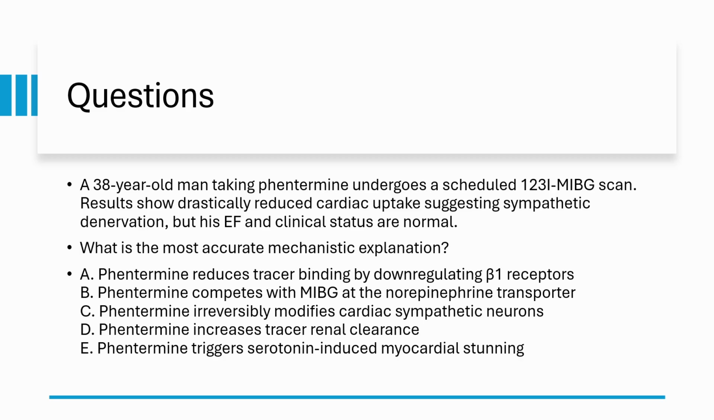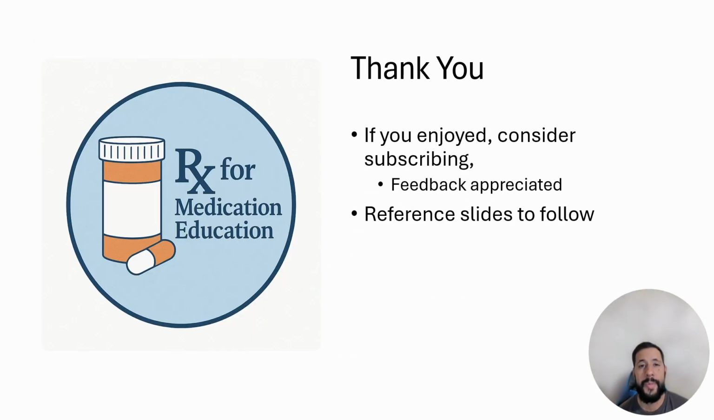A 38-year-old man taking phentermine undergoes a scheduled 123I MIBG scan. Results show drastically reduced cardiac uptake suggesting sympathetic denervation, but his ejection fraction and clinical status are normal. What is the most accurate mechanistic explanation? The answer is B.